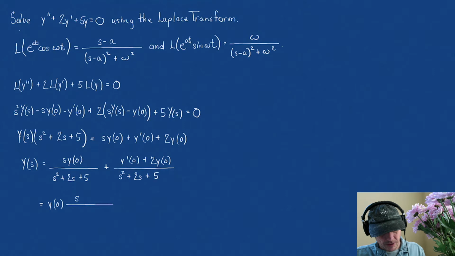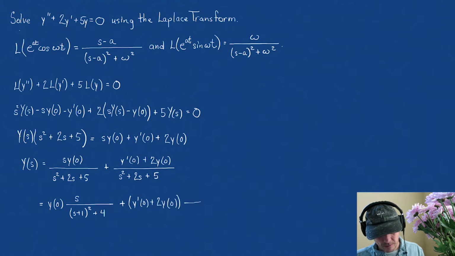Here's our s in the numerator. And leave yourself some space in that numerator. In the denominator, we're going to complete the square. So in other words, I take half of the 2 on the 2s, that's a 1, I square it to get a 1. So my parentheses become s plus 1 squared. And since I added 1, I need to subtract 1. So 5 minus 1 would be 4. Okay, plus, and then I'm going to keep this whole piece out in front, y prime of 0 plus 2y of 0 times 1 over, and it has the same denominator, so s plus 1 squared plus 4.